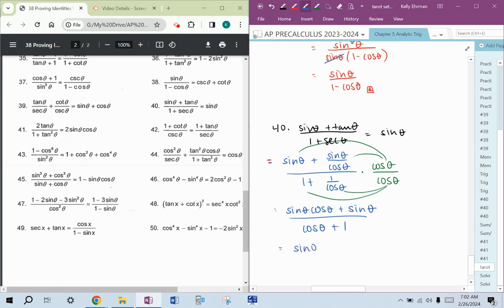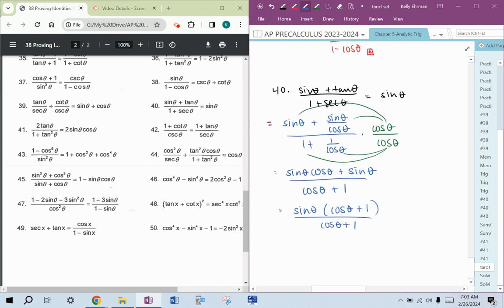Factor out a sine theta. This one feels familiar. Did we have this exact problem earlier? It's possible. Factoring out a sine allows you to cancel cosine plus 1s, and you are in fact left with sine theta. All right, we've got one more group of 10, and then this worksheet's finished.